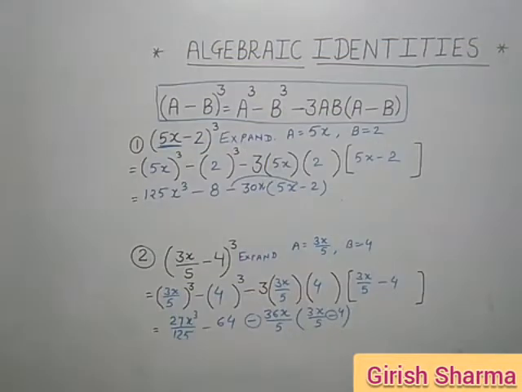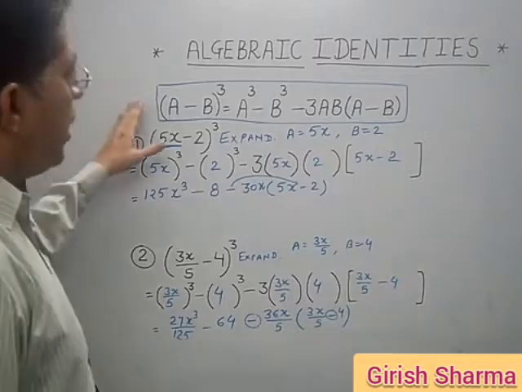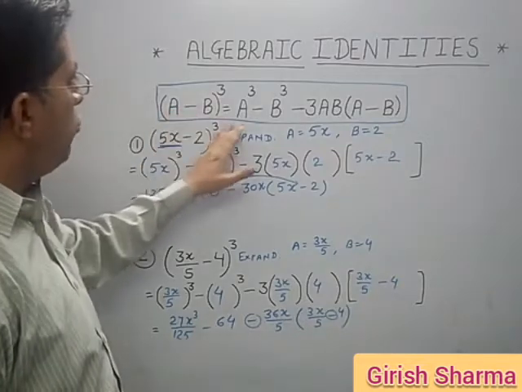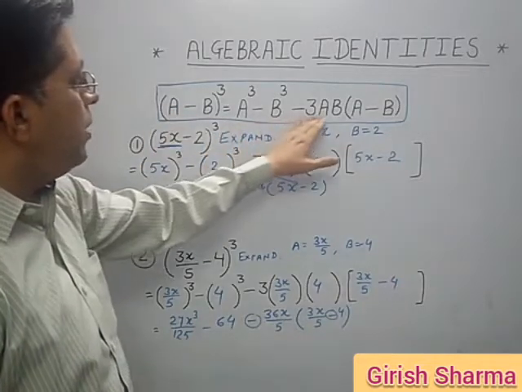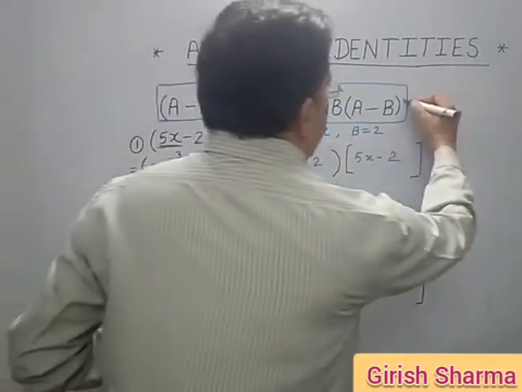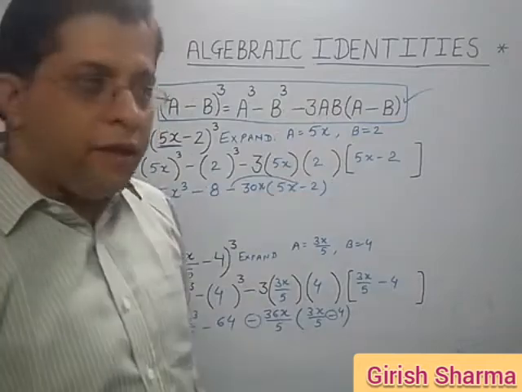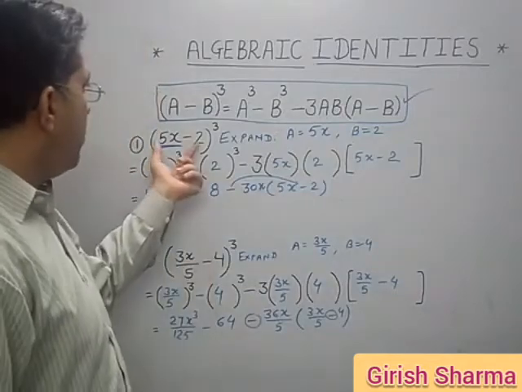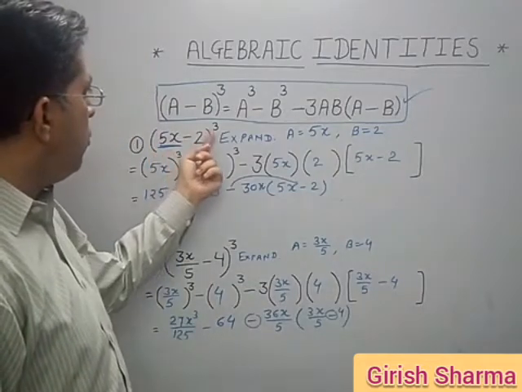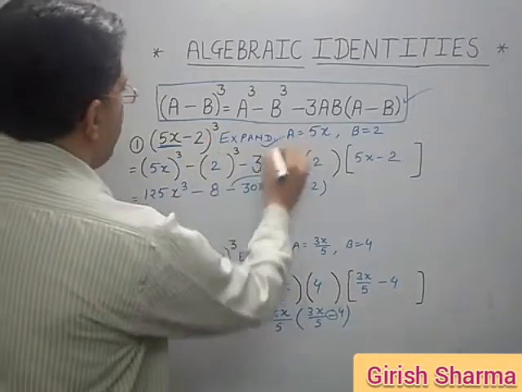Today's new algebraic identity is (a minus b) whole cube equal to a cube minus b cube minus 3ab(a minus b). This is our algebraic identity for today. Today we are going to expand (5x minus 2) whole cube. I have to expand it.